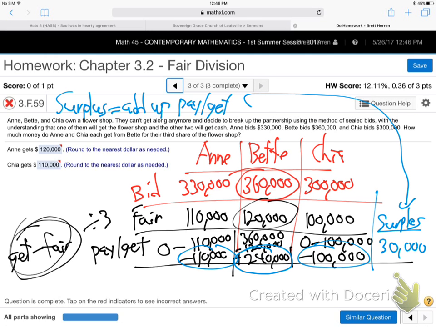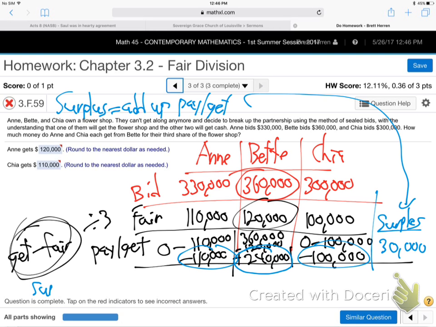Does that make sense? What if there's negative surplus? There never will be. Never. Because you're giving the stuff to the highest bidder, so you're always going to have surplus. That's the genius of this method. So it's positive 30,000. Now what do we always do with that surplus? Divide by 3 and give it back, right?